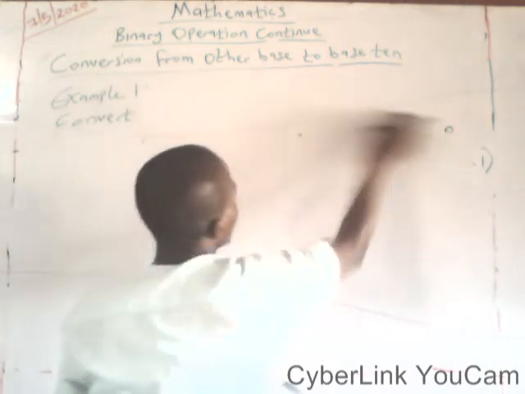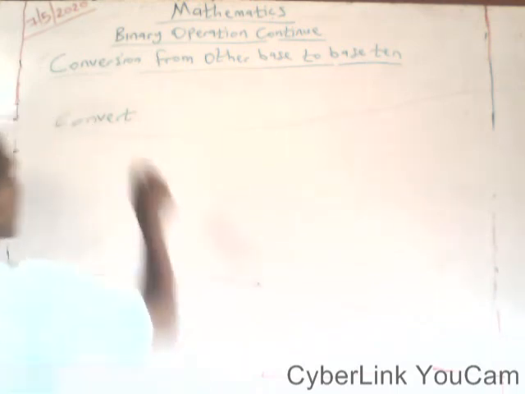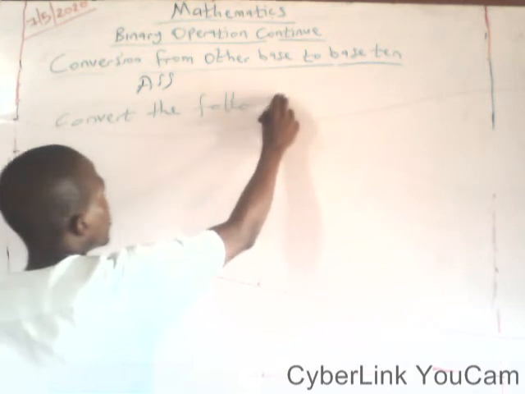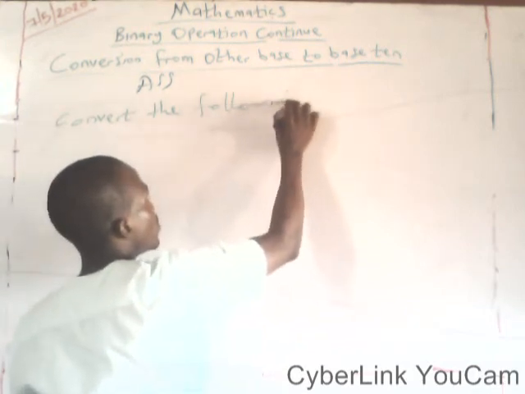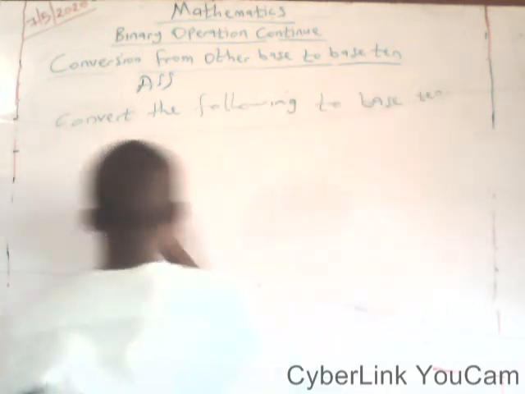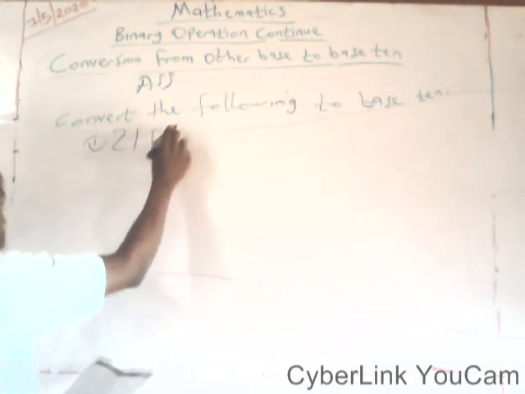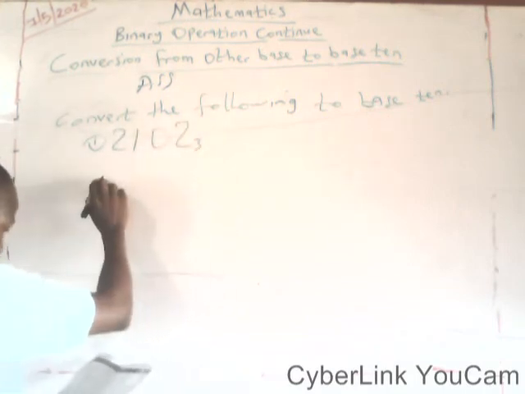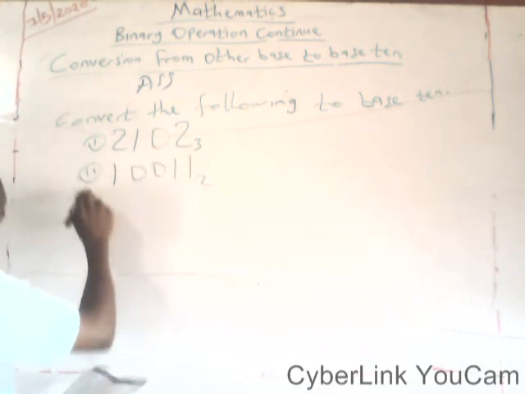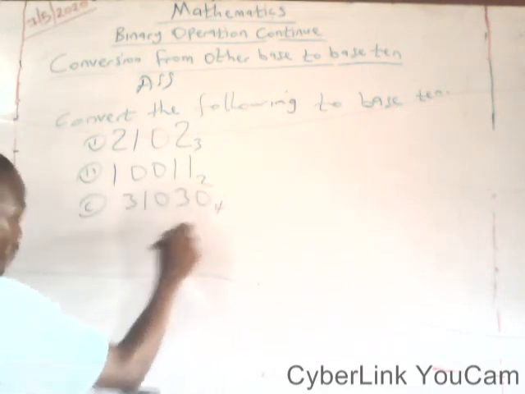Now convert the following to base 10. This is the assignment. 1. You have 2102 base 3. 2. 10011 base 2. And 3. 31030 base 4.